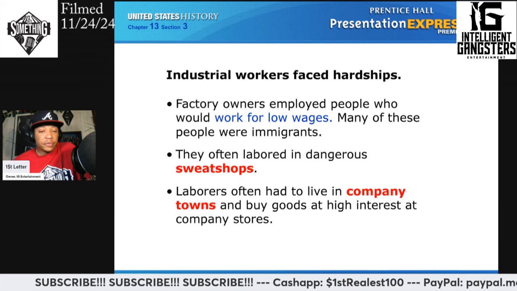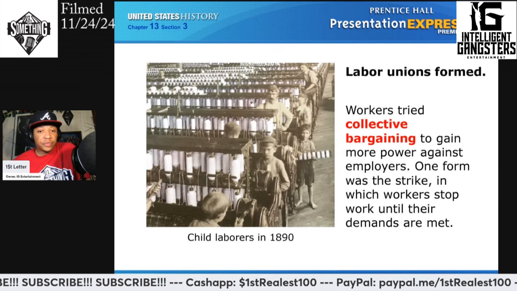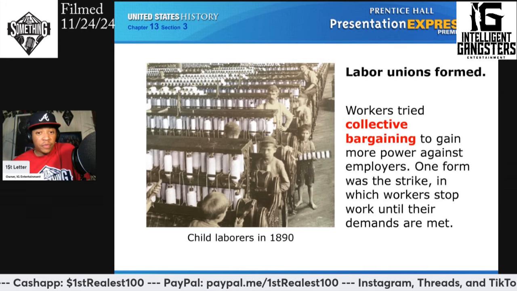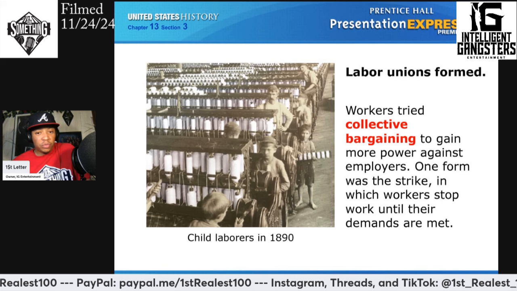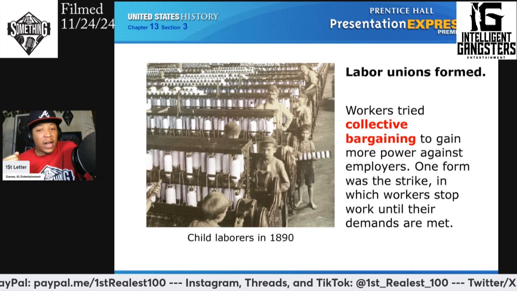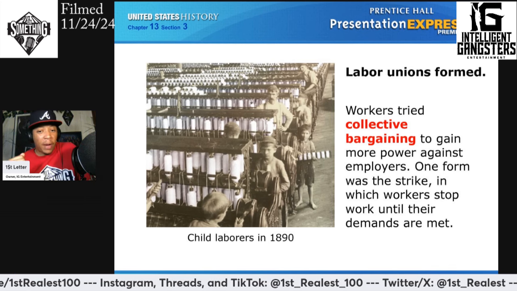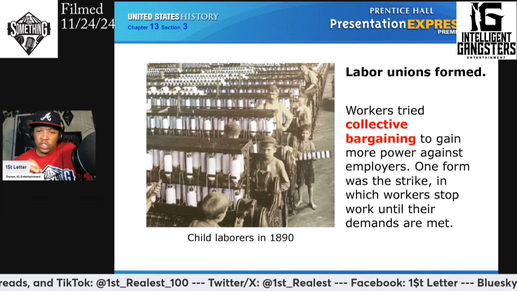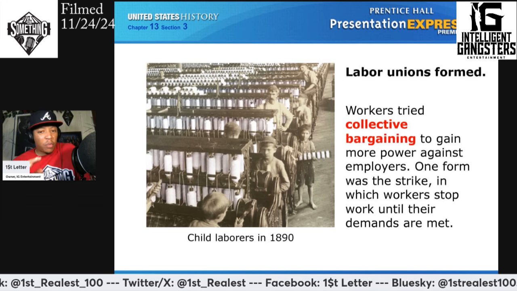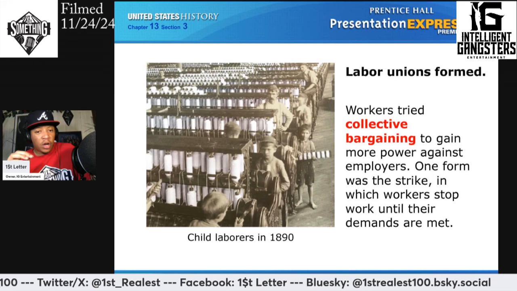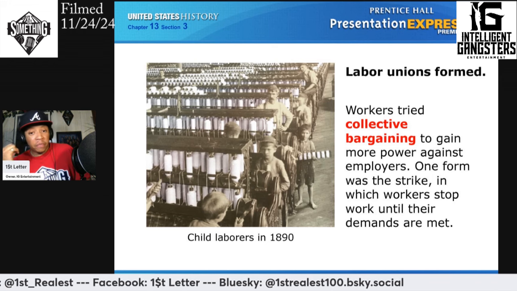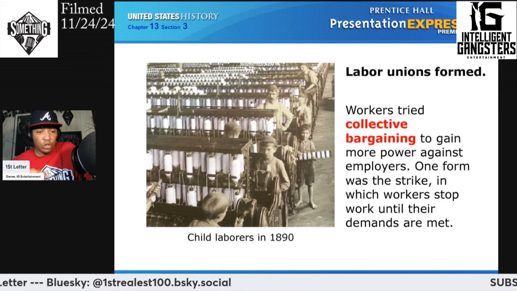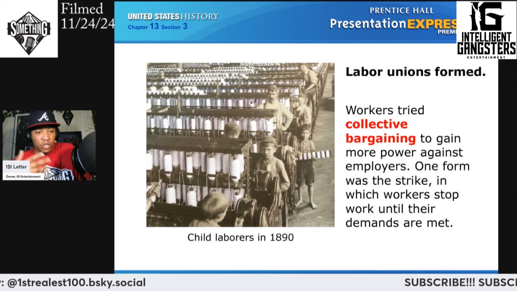That was life in the late 1800s. And as a result of all this and more, labor unions formed. Workers tried collective bargaining to gain more power against employers. One form was a strike, in which workers stop working until their demands are met. Okay? Collective bargaining. You do something collectively, you do it as a group. When you bargain, you negotiate.